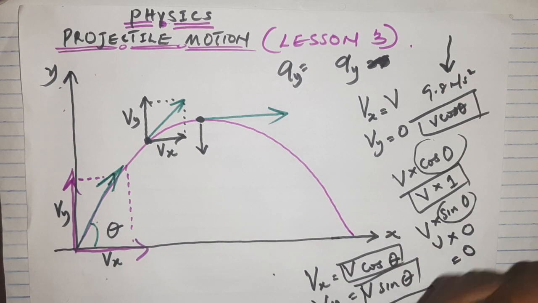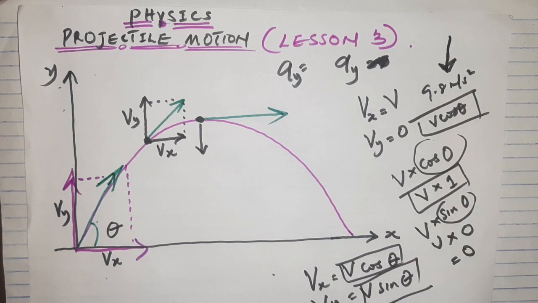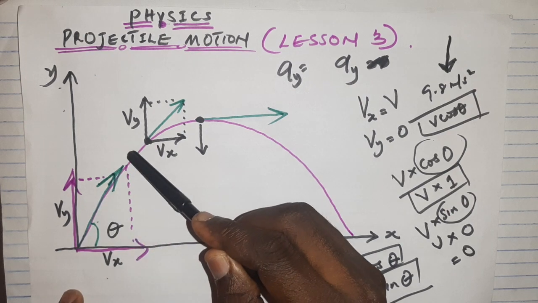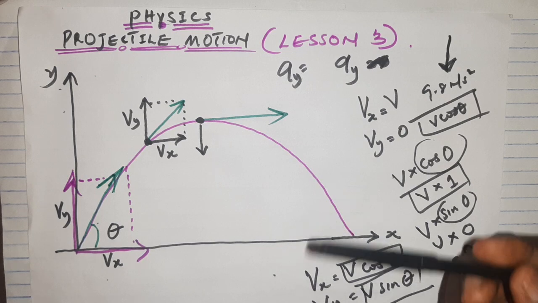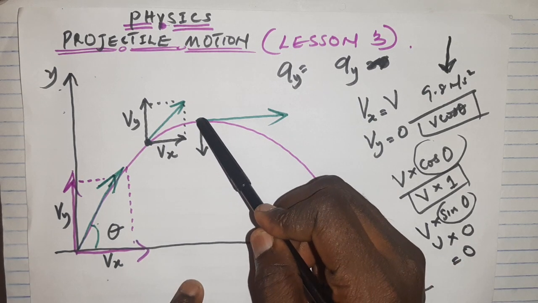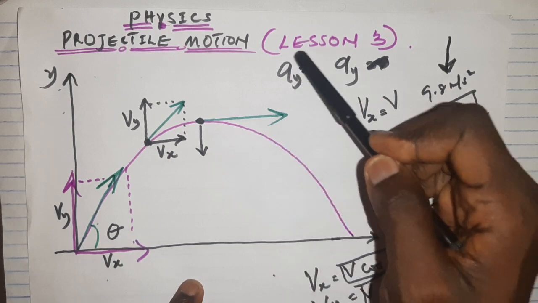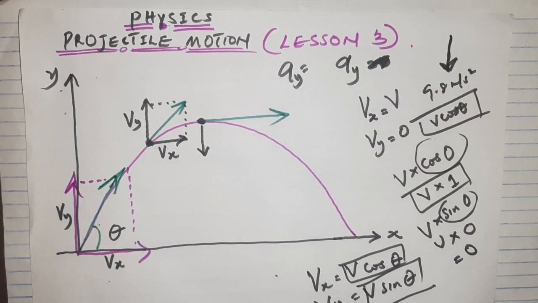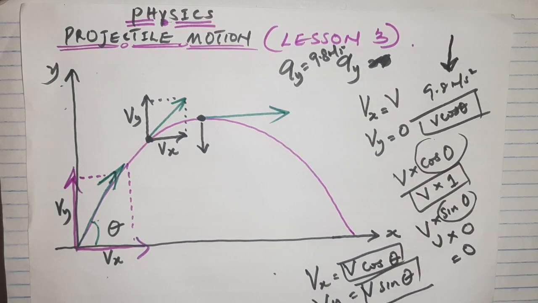And of course, we know that the acceleration is acting in the vertical direction. And of course, the object at every point on this curve will experience a force of gravity. So it means that no matter what, even if the object gets to this maximum height, it will still experience the force of gravity. So there will be a value for the acceleration, and it will still be 9.8 meters per second square.